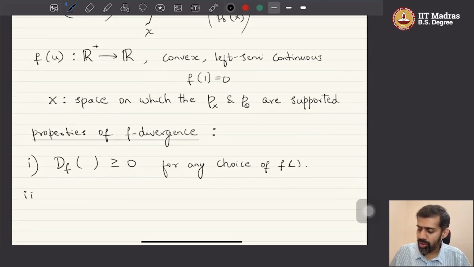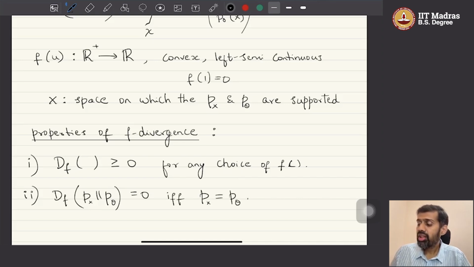The other important property that is of importance to us is that the f-Divergence between any pair of distributions will be 0 if and only if the two distributions are exactly equal. So, we will use both of these properties while constructing generative models.